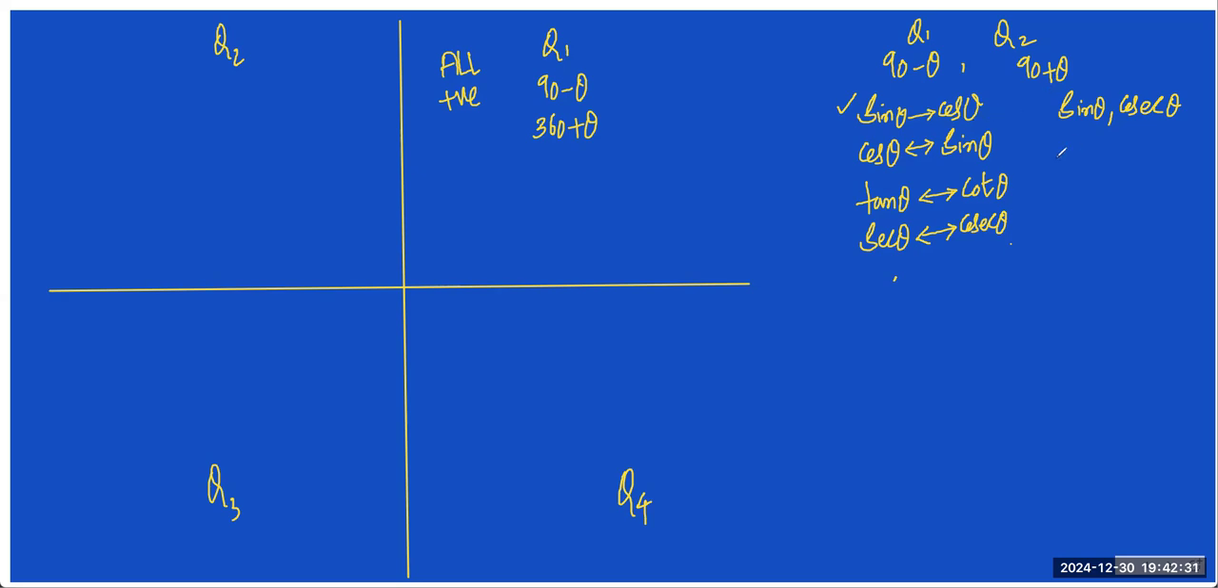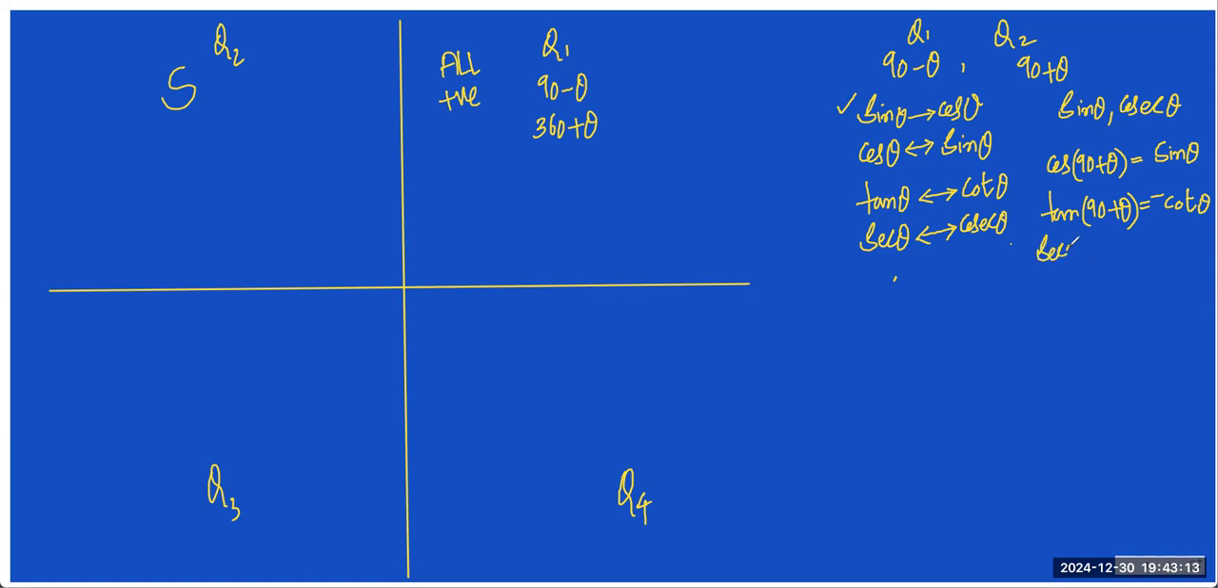For 90 plus theta, the answer will be sin only. But if you are going for tan, for example tan of 90 plus theta, 90 plus theta means we are moving to the second quadrant. In the second quadrant, only sine is positive. Students, S stands for sine now. Only sine is positive, but this is the value of tan. So tan will change to cot, but your answer will be negative. Understand?